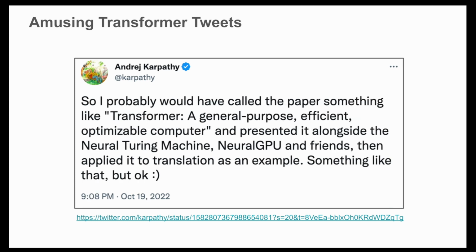So I probably would have called the paper something like Transformer, a general purpose efficient optimizable computer, and presented it along the Neural Turing Machine, Neural GPU, and friends, then applied it to translation as an example. Something like that, but okay. Thanks for this amusing tweet, Karpathy, and thanks for all you are teaching.